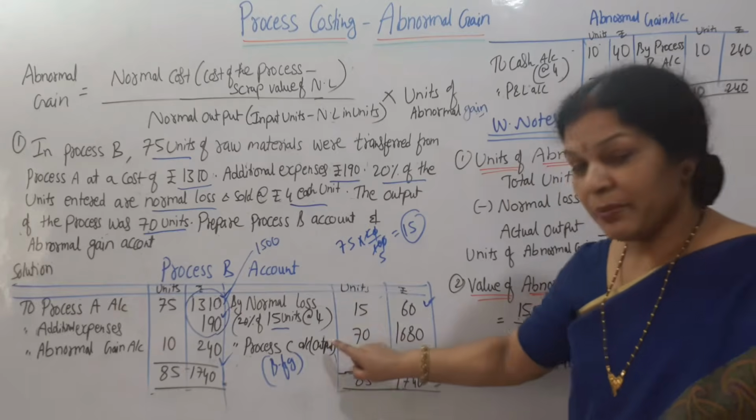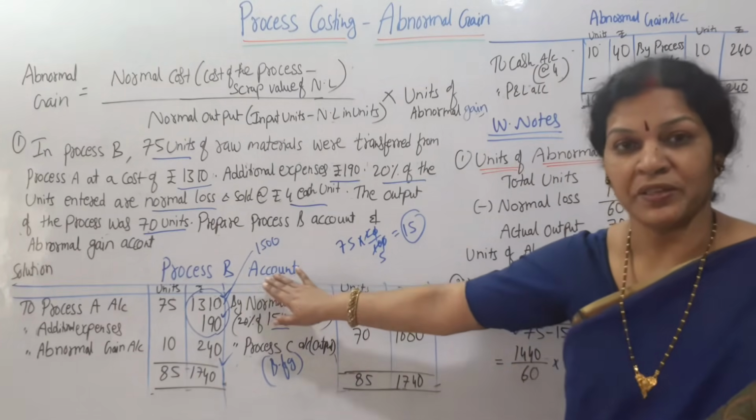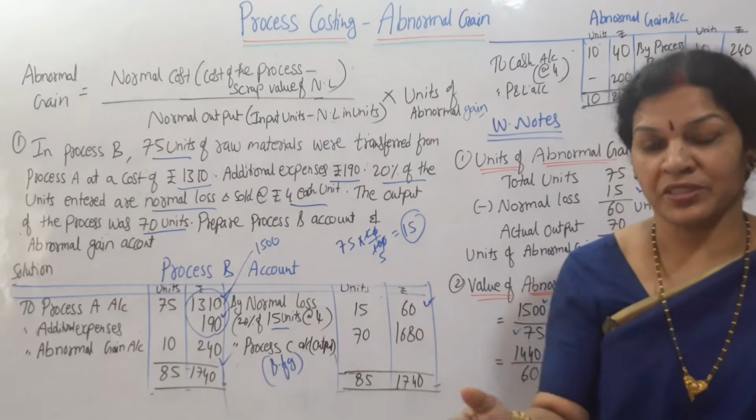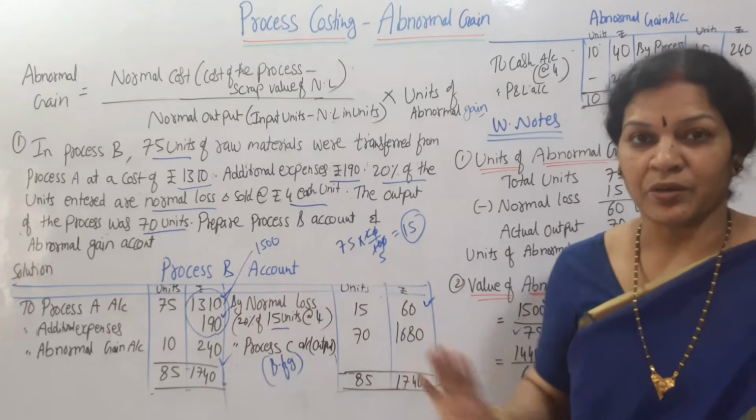So this is the balancing figure transferring to the process C account, because this is process B. Assuming that there is a process C. So we are transferring to process C. Process B account is over.